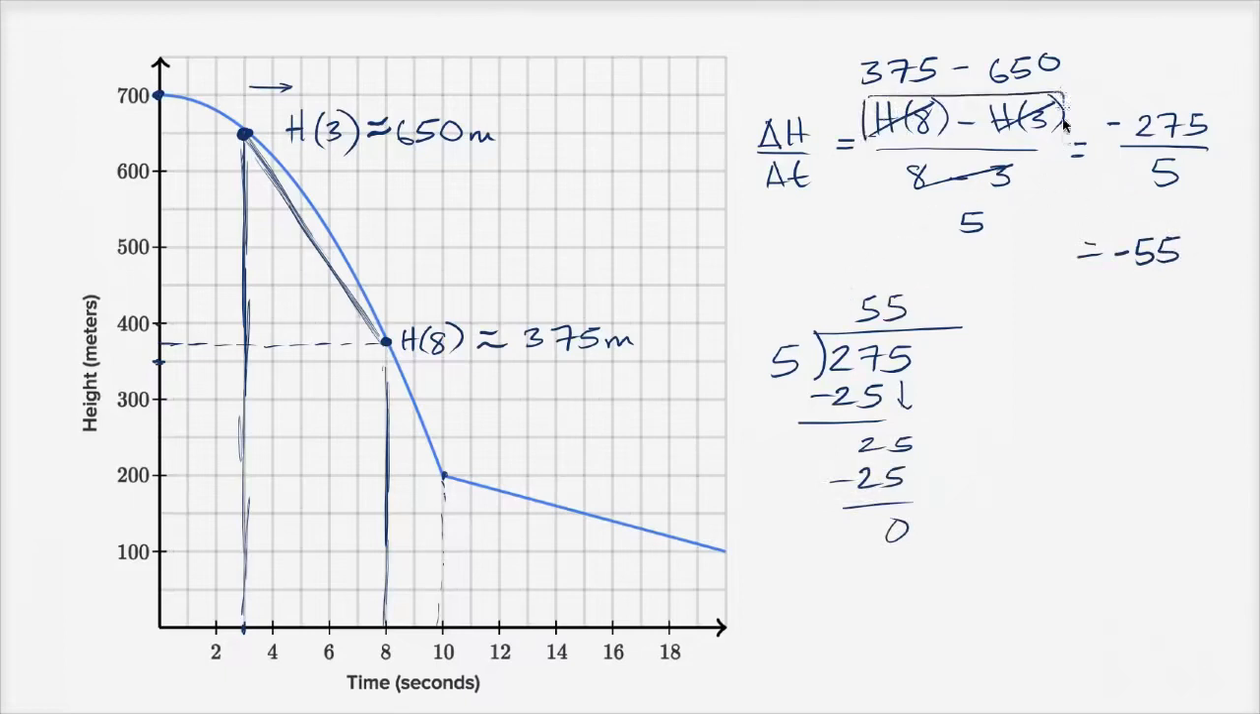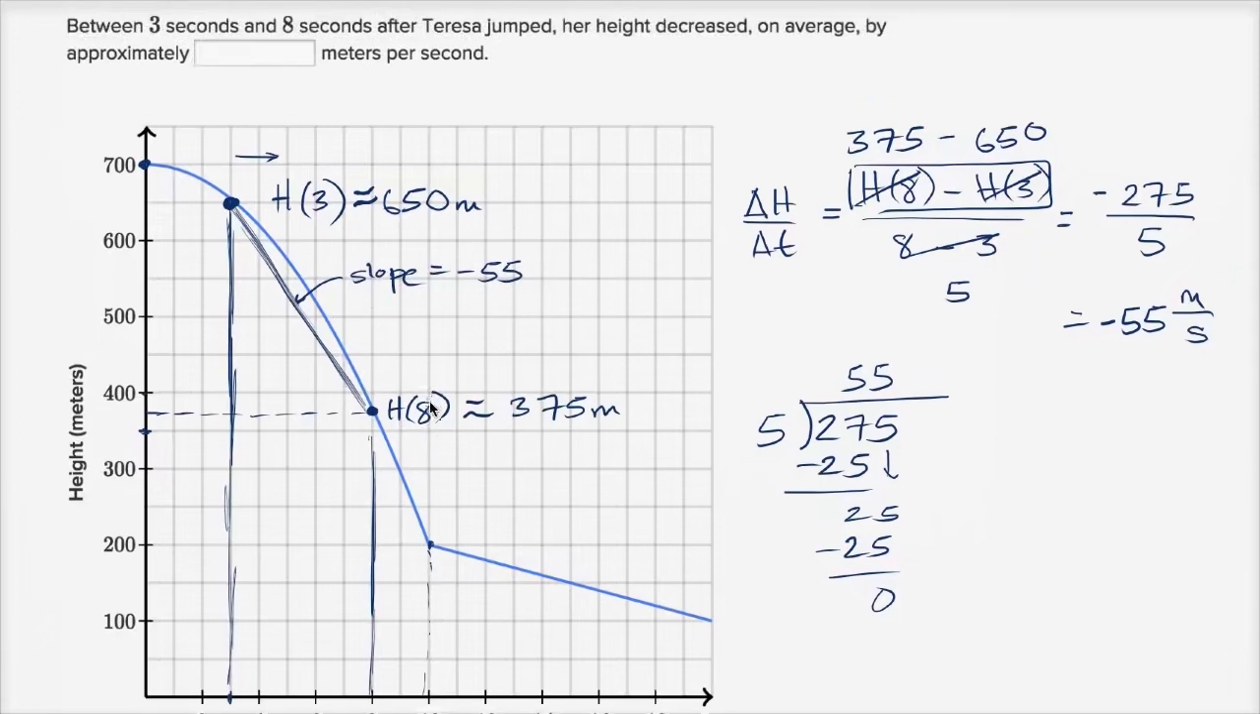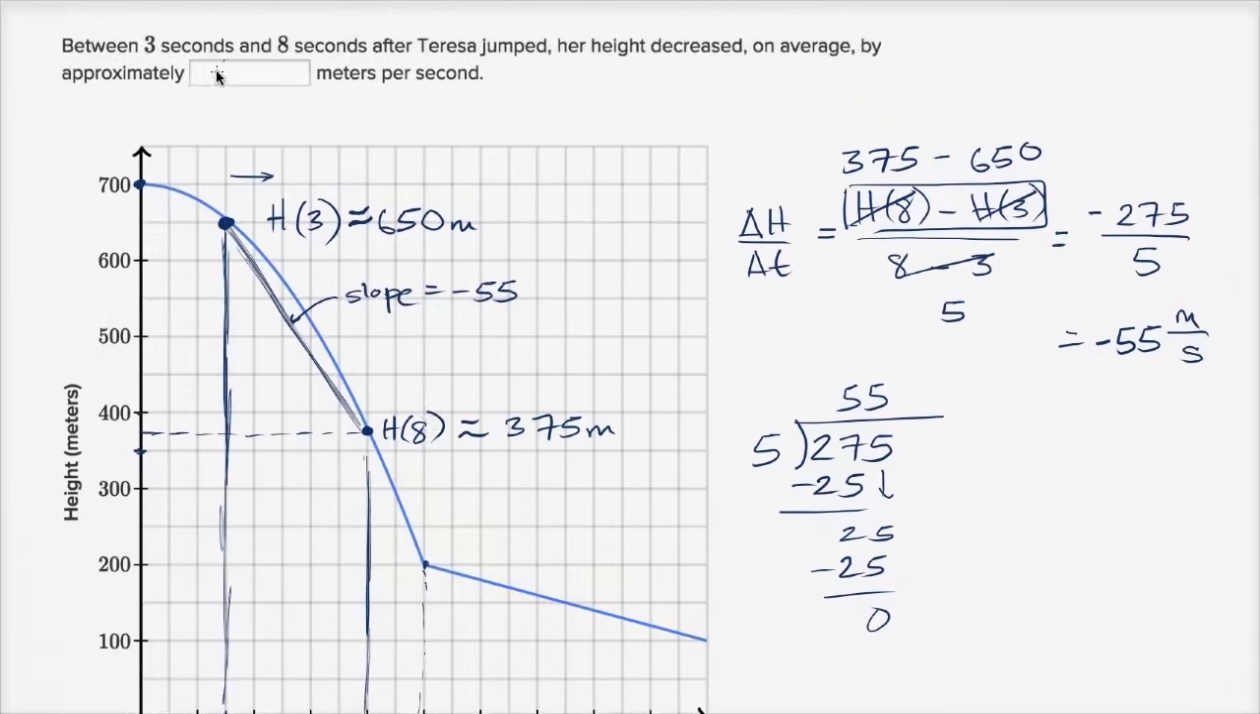So this part up here is in meters, so it's meters per second. Her average change in height, or the average rate of change of height over this 5 seconds, is negative 55 meters per second. One way to think about it, the slope right over here is equal to negative 55. Now, it might be tempting to just write negative 55 right over here, but let's think about whether that would be right. Between 3 seconds and 8 seconds after Teresa jumped, her height decreased on average by approximately negative 55 meters per second. And decrease is important because they're already saying that it's decreased.